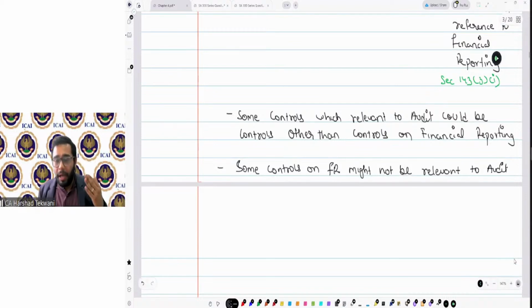Let's say, for example, controls with respect to onboarding of employees, termination of employees, ITGC controls, or system controls with respect to system modification, change log over the system, program. So there could be controls which could be relevant to the audit but not financial reporting related. Or on the other side, there could be a financial reporting control but it might not be relevant to the audit.